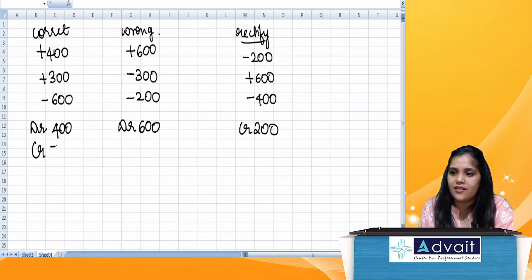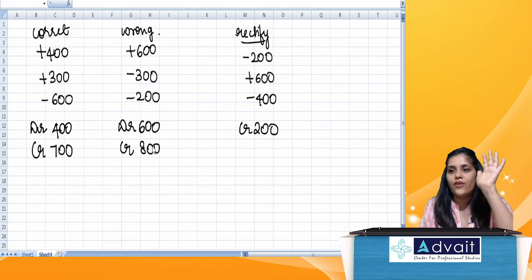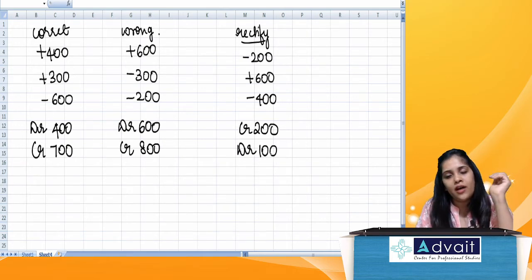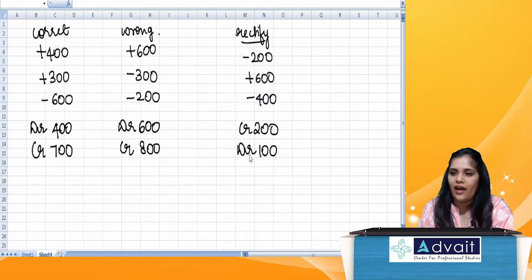Next, one more. You had to credit 700, but we credited 800. We credited more. Then what do we do? Very good, everybody, fantastic. Now you debit 100 to nullify it.